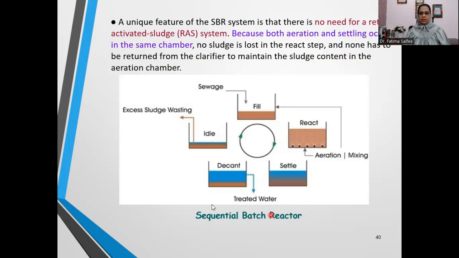In this picture, we can see very clearly that excess sludge is a waste. It is here, and the sewage is filling here. This is the decant part, and this is the settled part. And here, air is mixing, and it is reacting with the sludge.